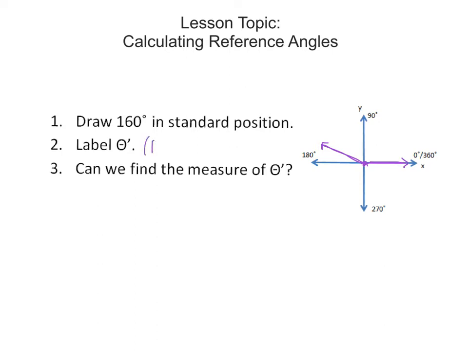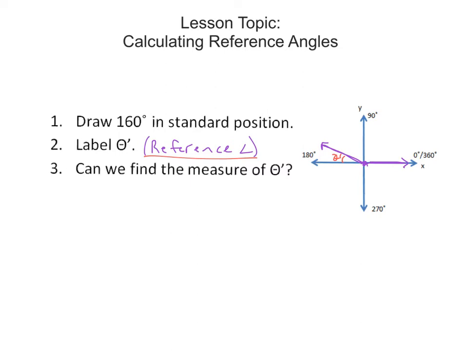If you remember from the previous lesson, the reference angle's definition is the angle created by the terminal side of the angle that we started with and the nearest x-axis. So the two portions of the x-axis, this is one portion over here on the right, and this is the other portion over here. If we're creating theta prime using the terminal side of the angle and the closest x-axis, this right here is theta prime. Now, statement 3 says, can we find the measure of theta prime?